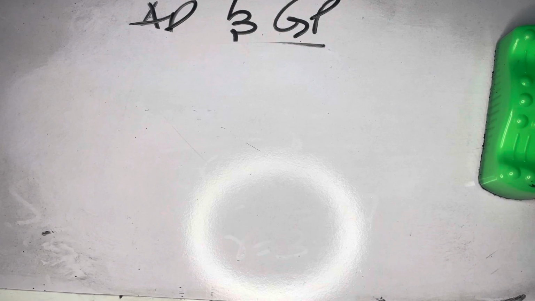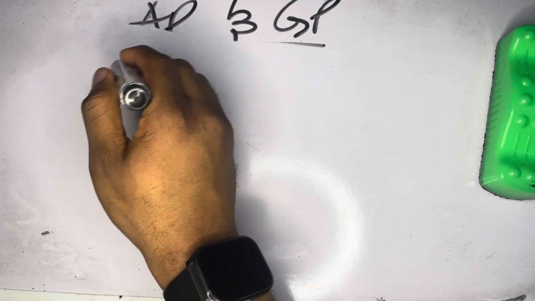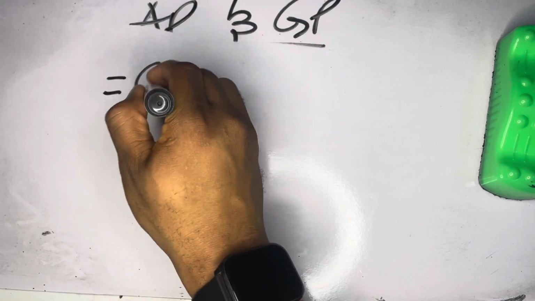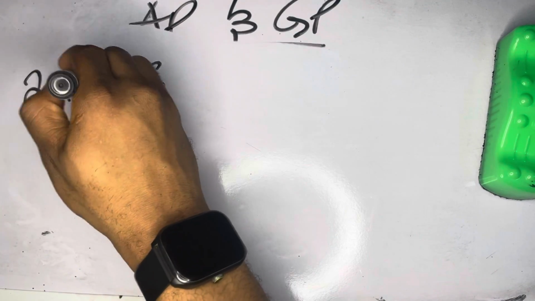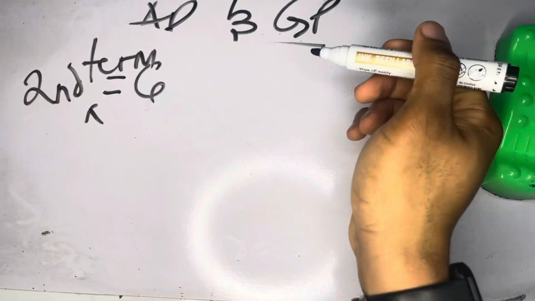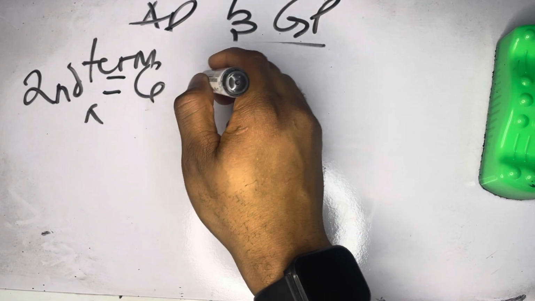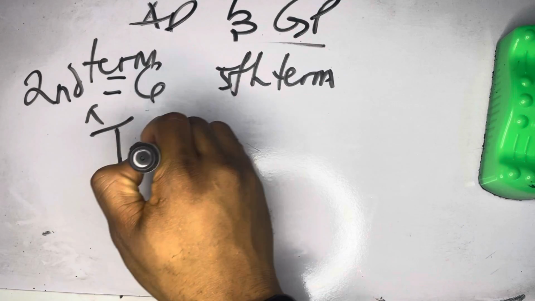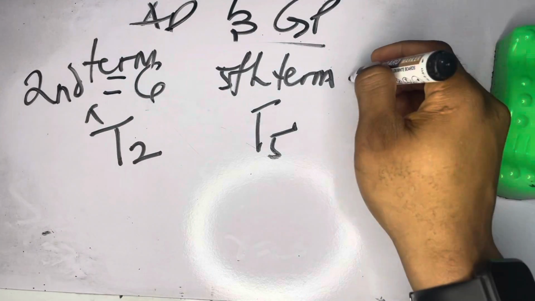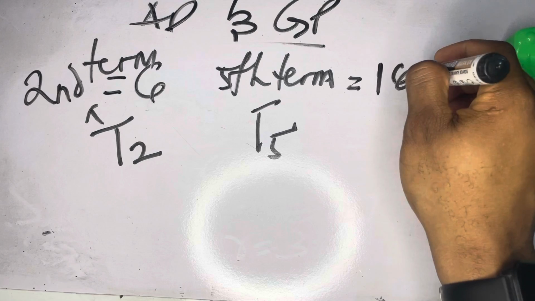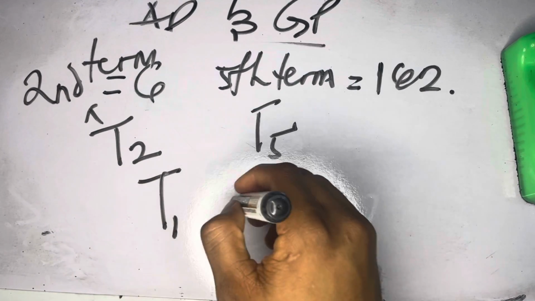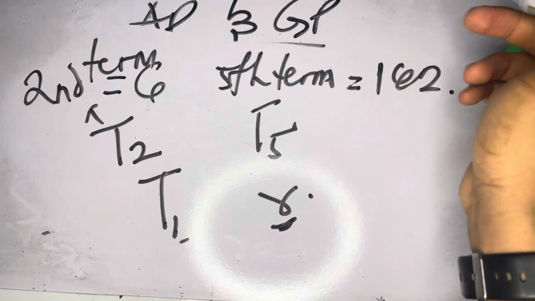All right, so let's look at another question under GP. It says the second term of a GP is 6. The second term of a GP is equal to 6, this is T2, and the fifth term, T5, is equal to 162. Find the first term and the common ratio R. That's what we are told to look for.